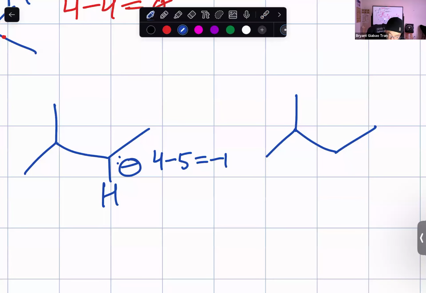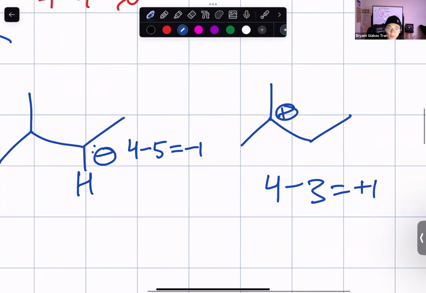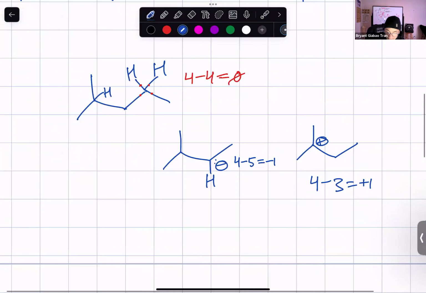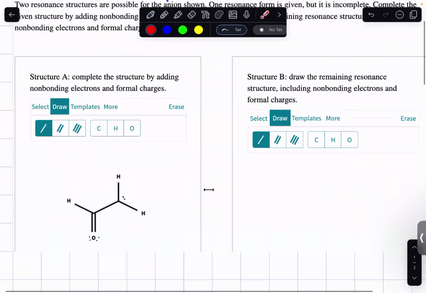Because it has 4 valence electrons, but it has 3 electrons to itself. 1, 2, 3. 4 minus 3 is positive 1. So it should have a positive charge like that. So that's the case of carbon. It would be different for nitrogen, oxygen, and the halogens like fluorine, chlorine, bromine, iodine. And if you have a double bond or triple bond, something like this, this oxygen here has 1, 2, 3, 4, 5, 6 electrons to itself. Each bond represents one electron that the atom has. Okay, so now let's go back to this problem.